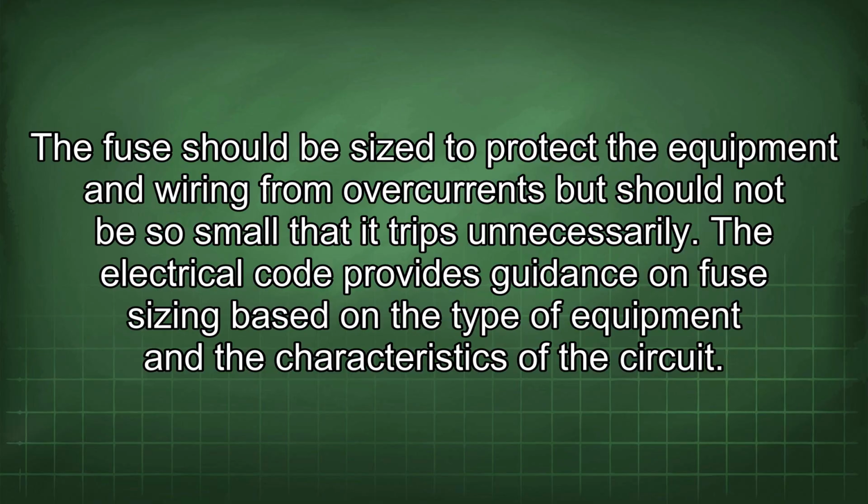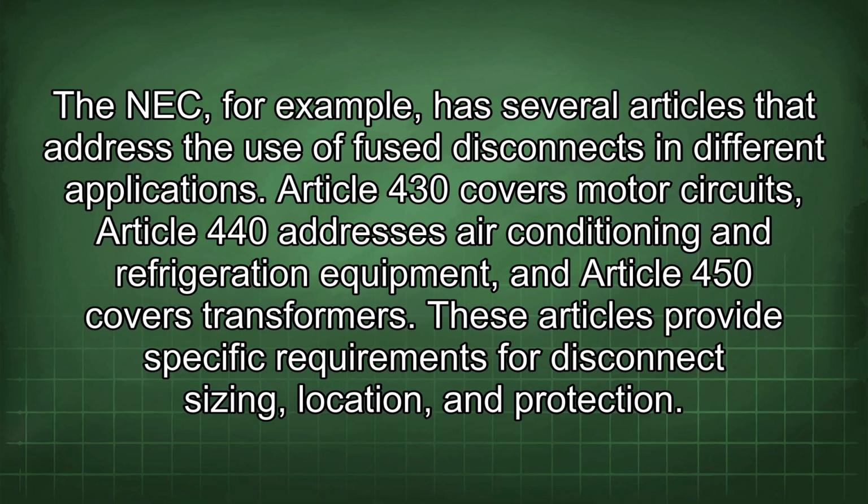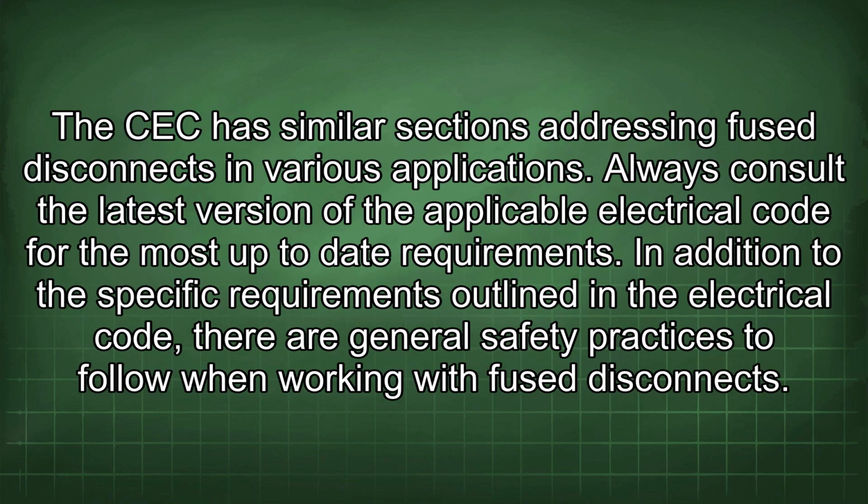The electrical code provides guidance on fuse sizing based on the type of equipment and the characteristics of the circuit. The NEC, for example, has several articles that address the use of fuse disconnects in different applications. Article 430 covers motor circuits, Article 440 addresses air conditioning and refrigeration equipment, and Article 450 covers transformers. These articles provide specific requirements for disconnect sizing, location, and protection. The CEC has similar sections addressing fuse disconnects in various applications. Always consult the latest version of the applicable electrical code for the most up-to-date requirements.